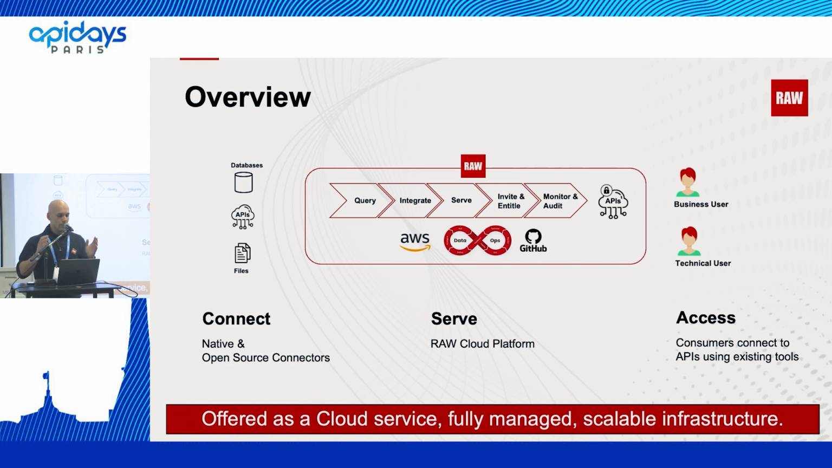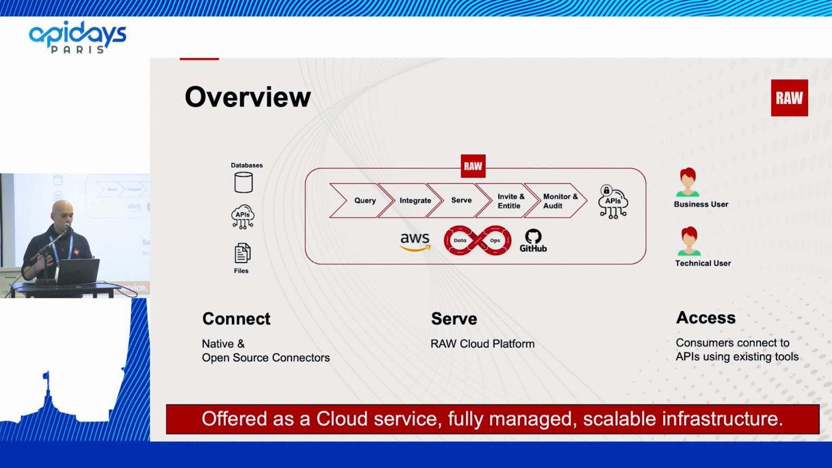You connect to your data sources. We have a series of native connectors and open source connectors. Then you build in our platform your APIs, which will cover essentially 5 steps, right? Querying data, integrating data, serving data, also doing invitations and entitlements, and as well monitoring and auditing. And we'll be serving that.